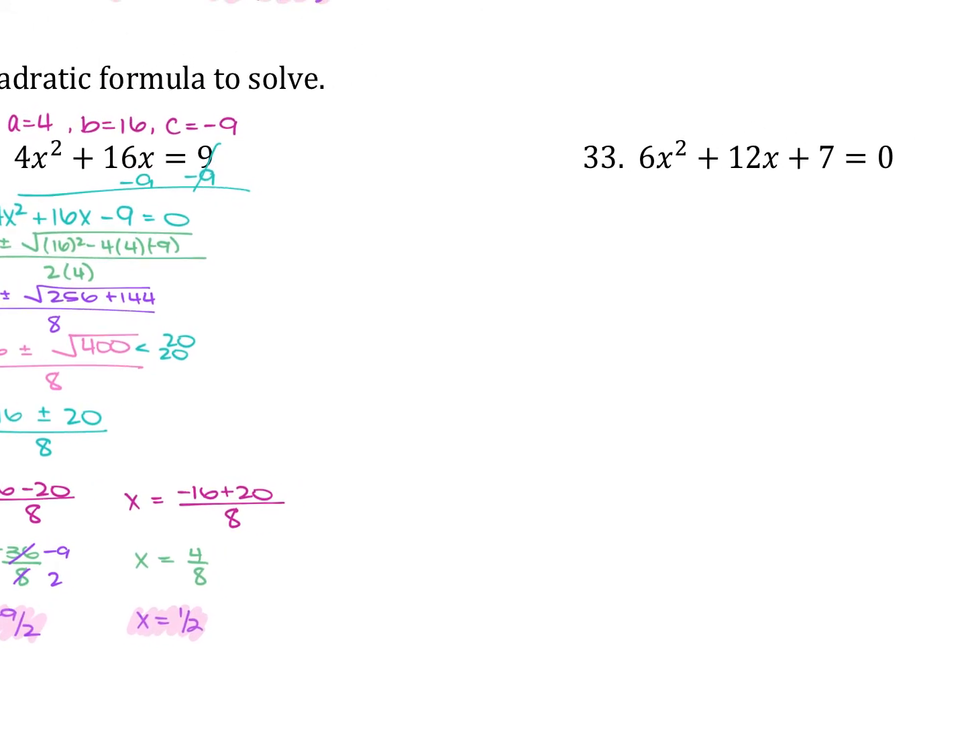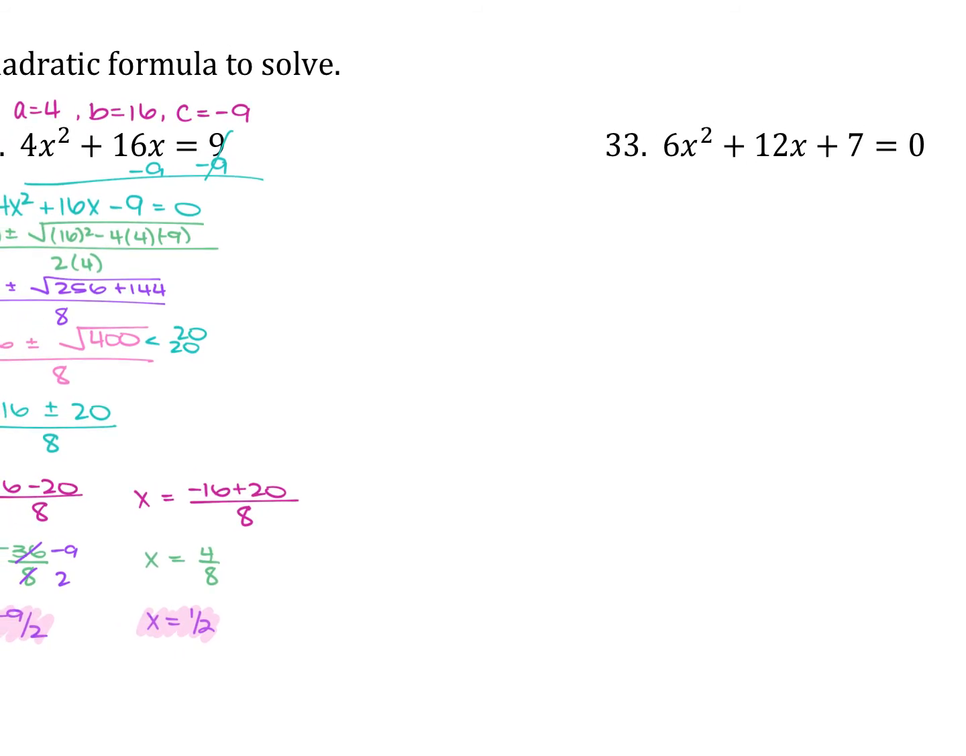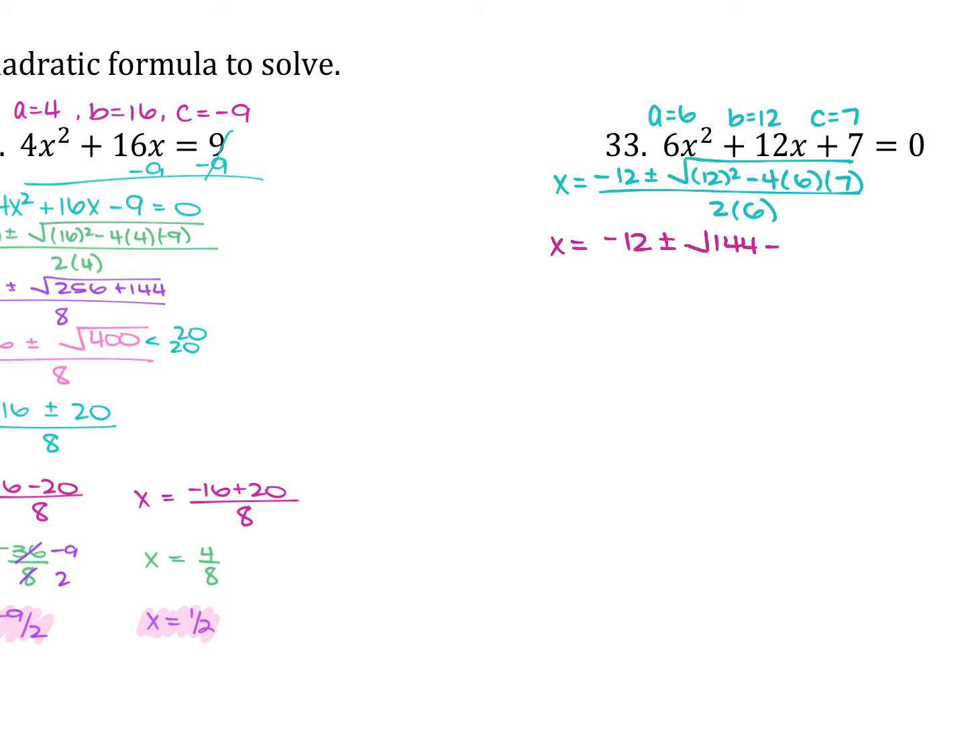For 33, you have 6x squared plus 12x plus 7 is equal to 0. All of your terms for this one are on the same side. So your a is 6, b is 12, c is 7. So we have x is equal to the opposite of b, which is negative 12, plus or minus the square root of b squared, so 12 squared, minus 4 times a, which is 6, times c, which is 7, all over 2 times a, so 2 times 6. This is going to simplify to be negative 12, plus or minus the square root of 144 minus the 4 times 6, which is 24, or negative 24, times 7 is negative 168, all over 12.